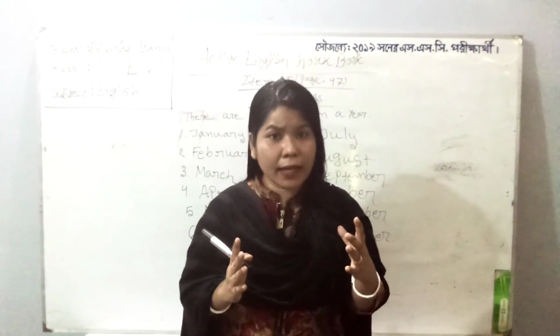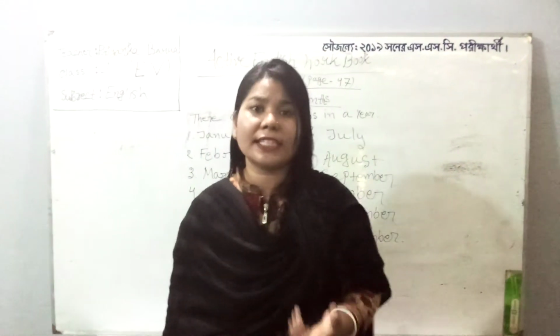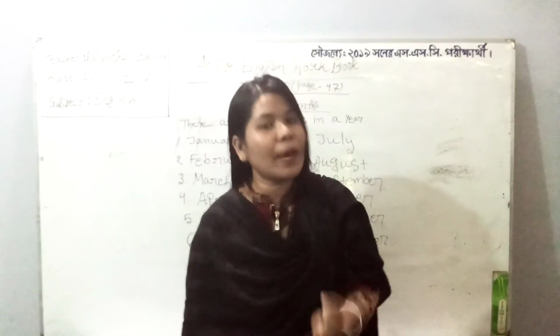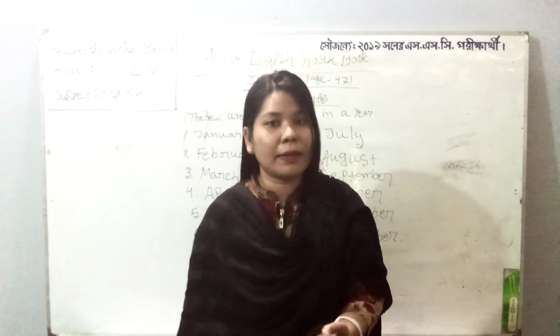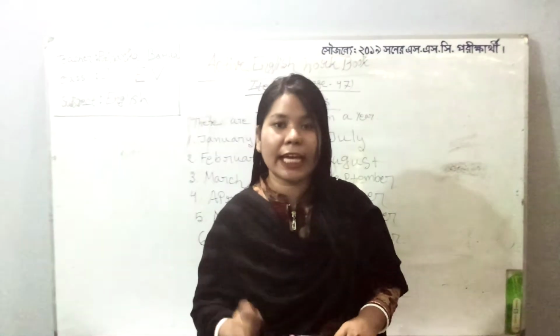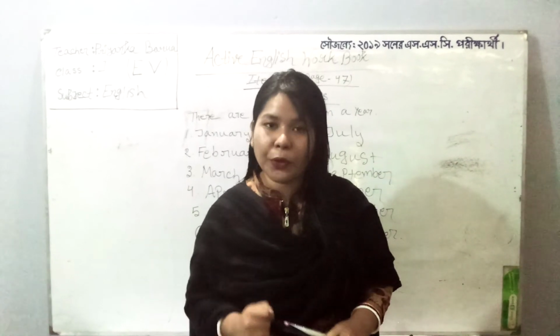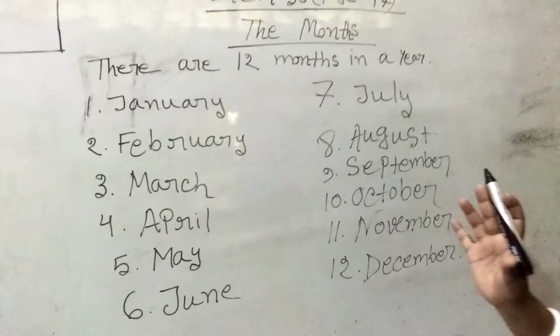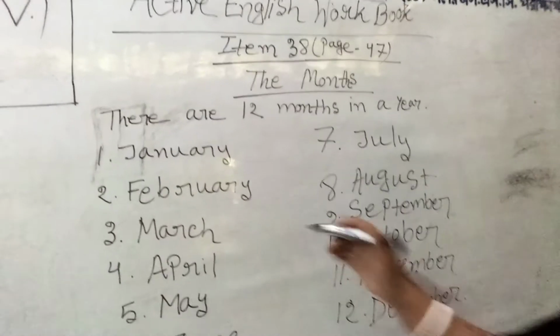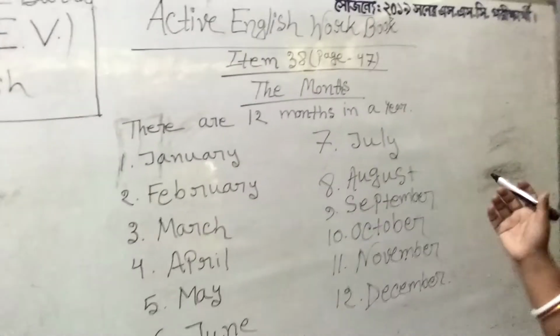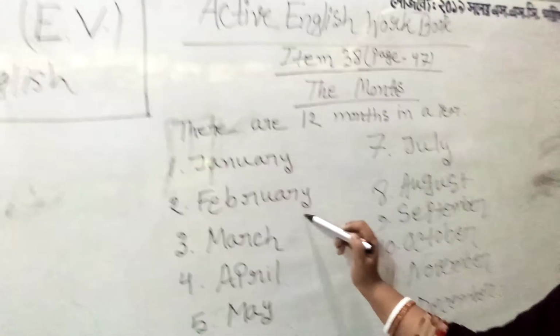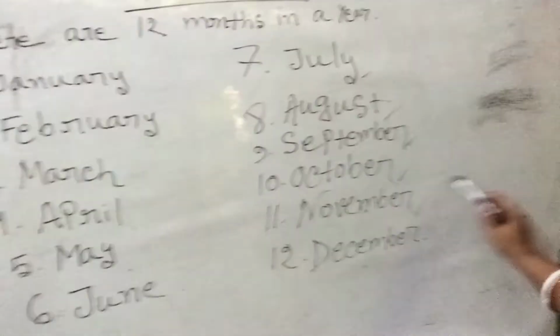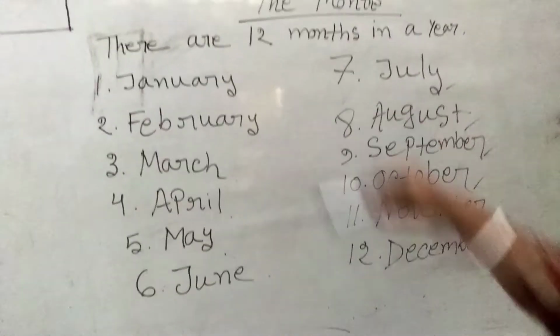In your Active English workbook, please have your workbook with you along with your pencil and rubber, so that whatever I am indicating, you can just write it into your book. So, let us go through the page: there are 12 months in a year. Look at the box at the top of your page. There are the names of the months and the days are also mentioned here. January, February, March, April, May, June, July, August, September, October, November and December. So how many months are there in a year?